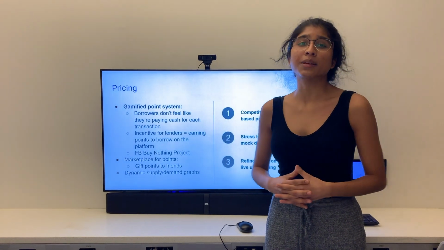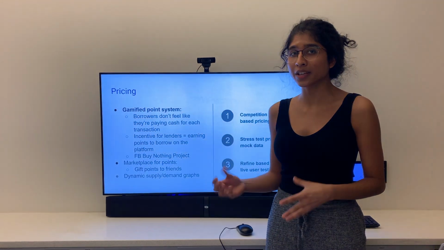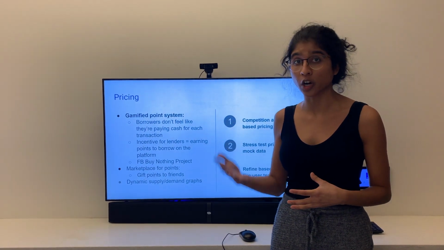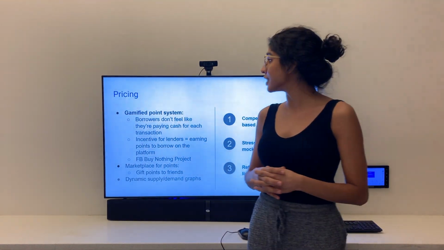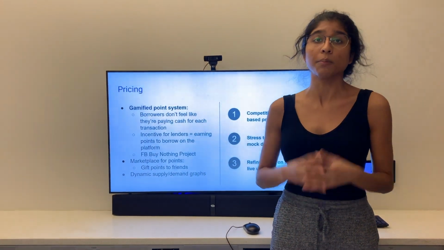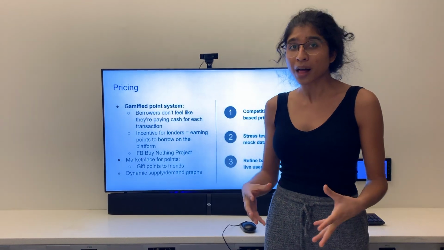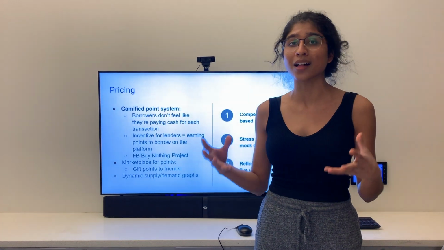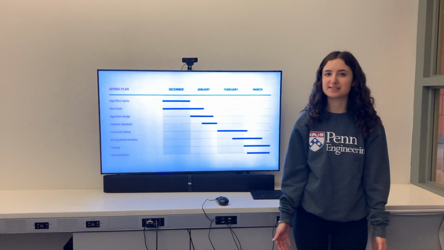When it came to deciding on a per transaction pricing system, we needed a system that balanced borrower incentives and lender incentives. We didn't want borrowers to feel like they're paying a cash fee per transaction, and we wanted lenders to continue lending with some incentive. And so we decided on a gamified point system so that lenders continue to lend in order to earn points that they can spend on the platform in the future. In terms of monetizing the platform, we intend to, amongst other things, form partnerships with retailers who might sell items on our platform.